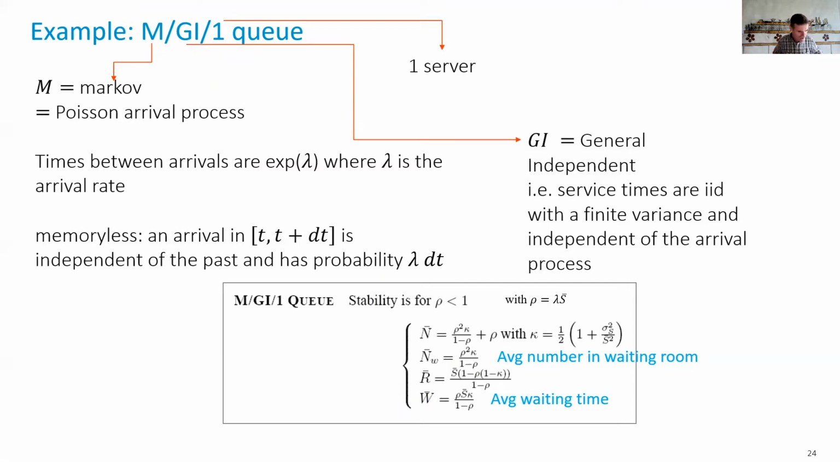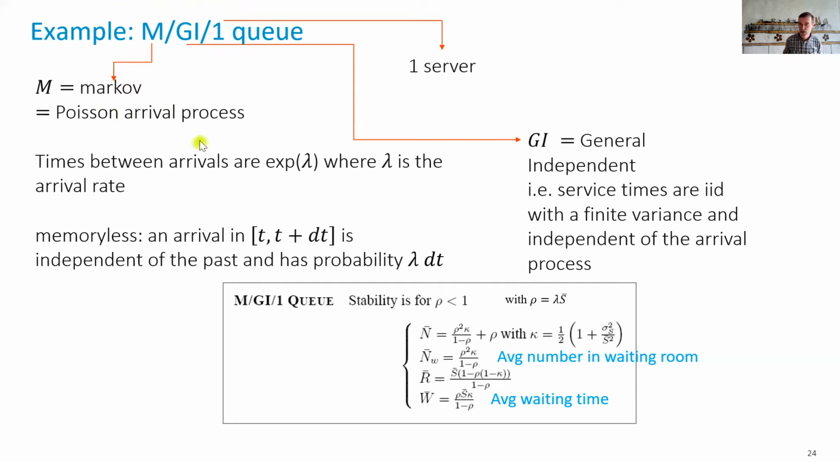Such a notation has three compartments. The first one is a description of the arrival process, the second one of the service process, and the third one says more about the service system itself. So a number here means the number of servers. M stands for Poisson, probably because of Markov. So M here means a Poisson arrival process.